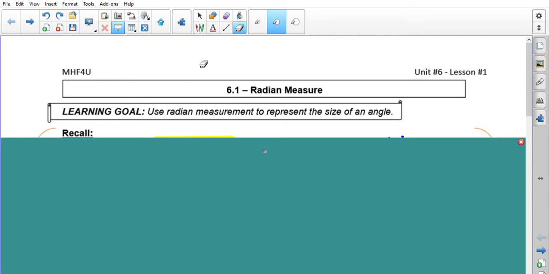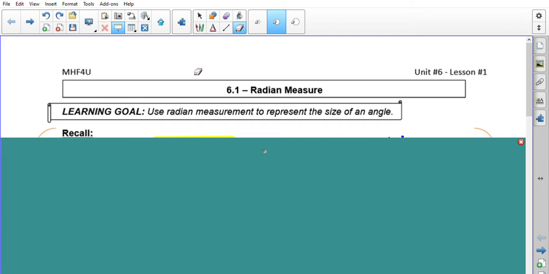Hello class, today we are going to be starting a new unit, Unit 6, and we're going to start off with Lesson 1. This is 6.1 Radian measure. So we've talked about it a lot, you've probably heard. We no longer work with degrees when we do trigonometry now and angle measures. We're now going to use something called radians.